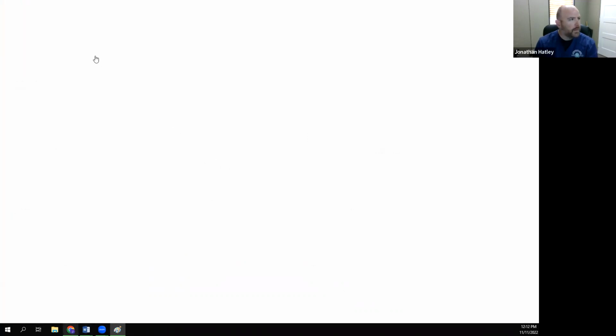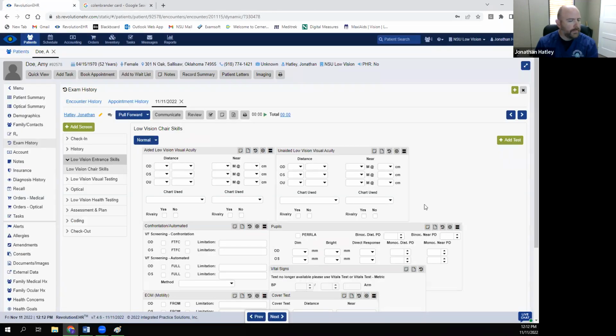Speaking of that, if we go to Revolution here, and we go to either the aided or unaided acuity pod, so we're in the same place that we were for Lea numbers and for ETDRS. One thing that Revolution has wrong in both the sandbox and the live version is the way that they list the acuities. So they list the optotype size first, followed by the distance. This is wrong, but unfortunately, it's the way that it is in the system.